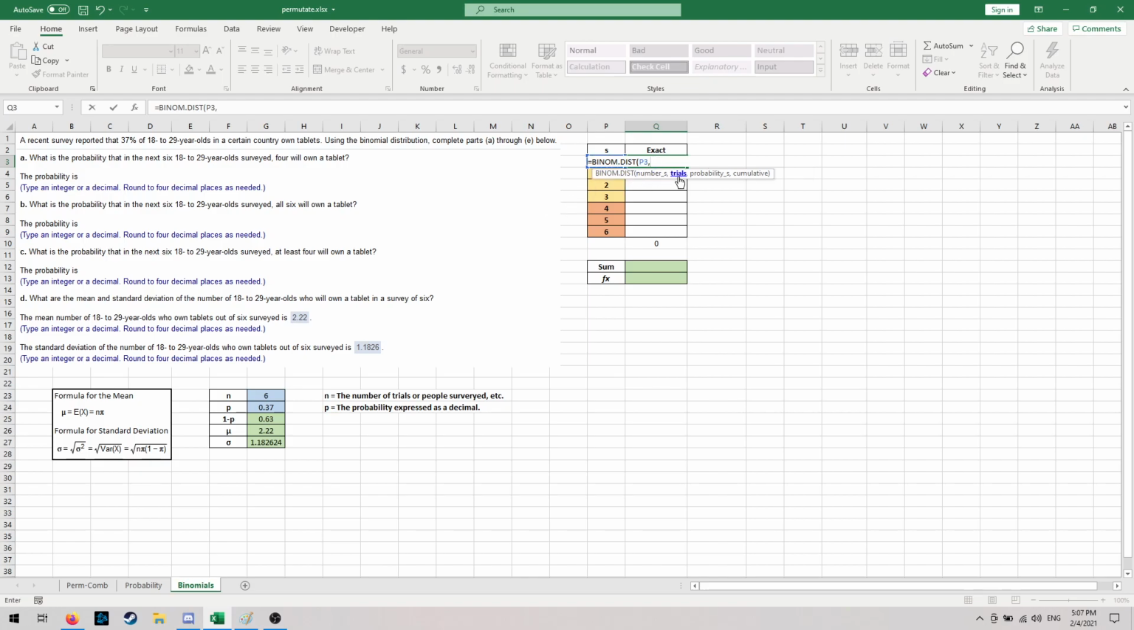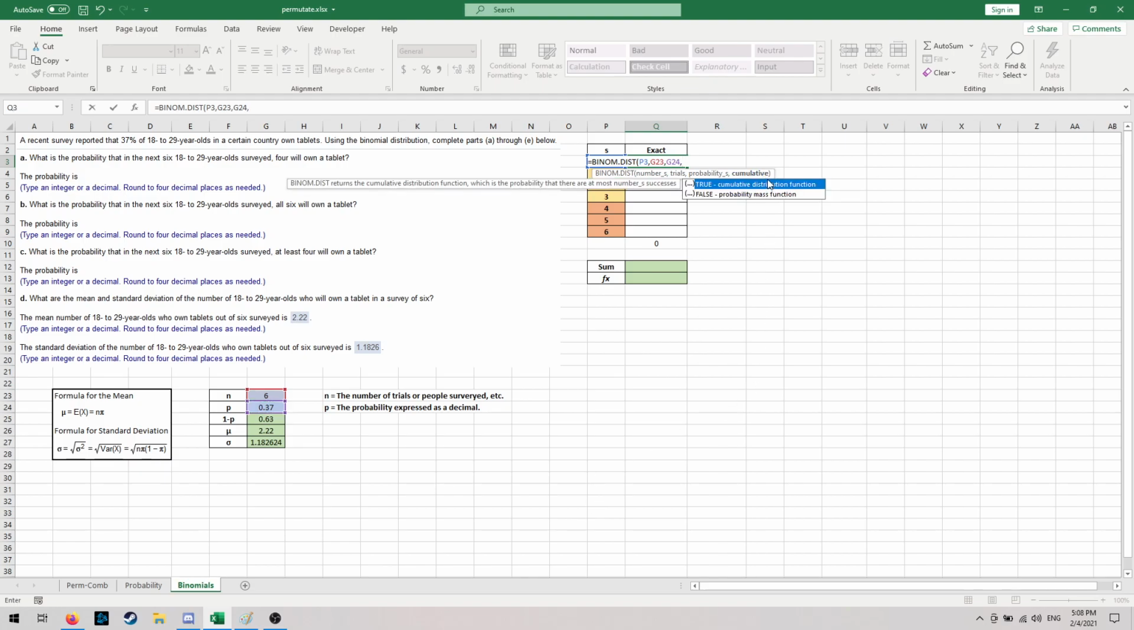Next, we want to know trials. And trials is the number of people we surveyed or the number of people in the sample. So in this particular case, it's 6. The probability of success, the probability that a person owns a tablet, is what goes in this next part of the function. And we know right over here that our probability is 37%, and we're going to express it as a decimal.